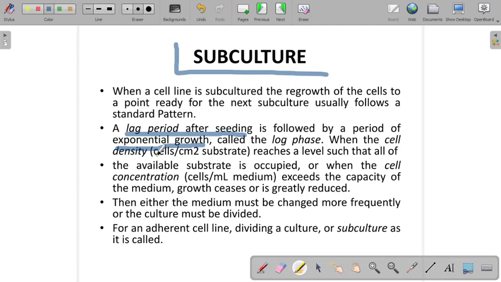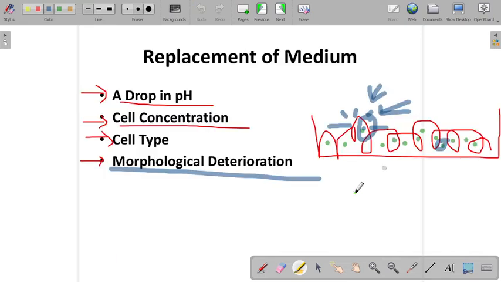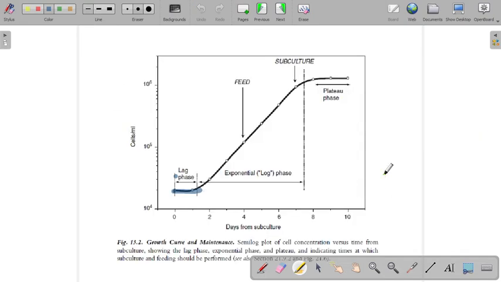When the cell's density is somewhat similar to the substrate with this equation, and reaches the level such that all of the available substrate is occupied, or when the cell concentration exceeds the capacity of the medium and growth ceases or is greatly reduced, that's what we call a lag phase.